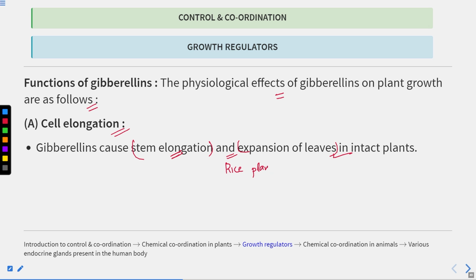Okay, so these rice plants were infected by the fungus known as Gibberella fujikuroi. This fungus was secreting a chemical substance which was later isolated and named gibberellins. Now, you must have seen, or it was observed, that these rice plants were exceptionally tall.